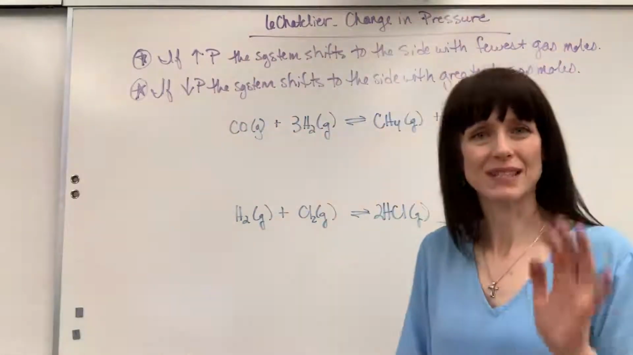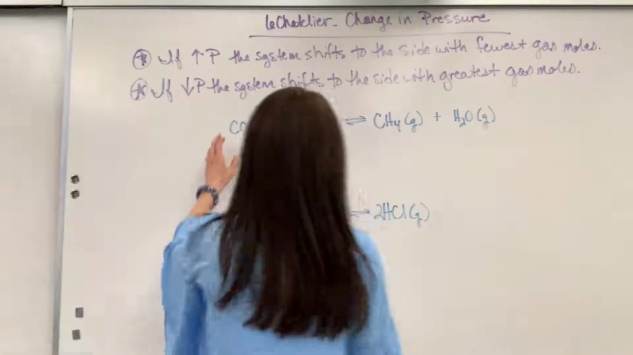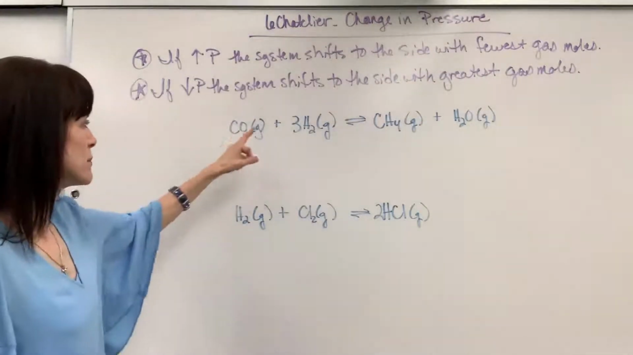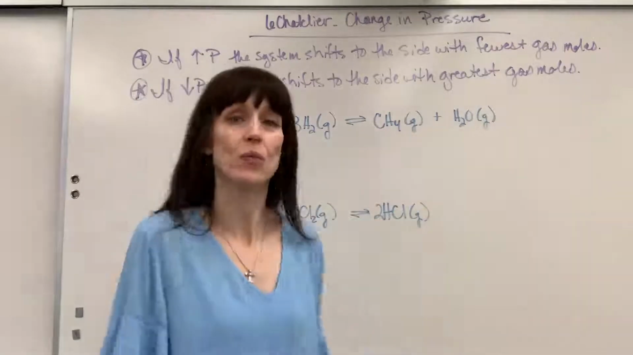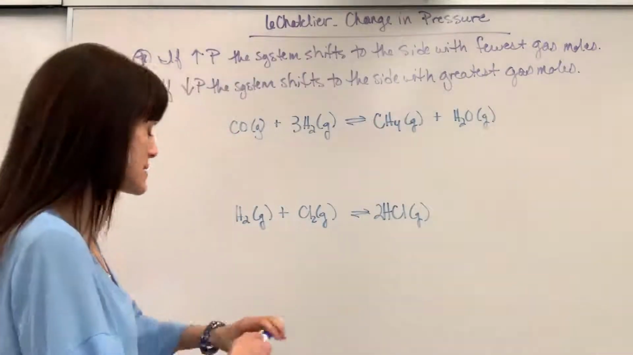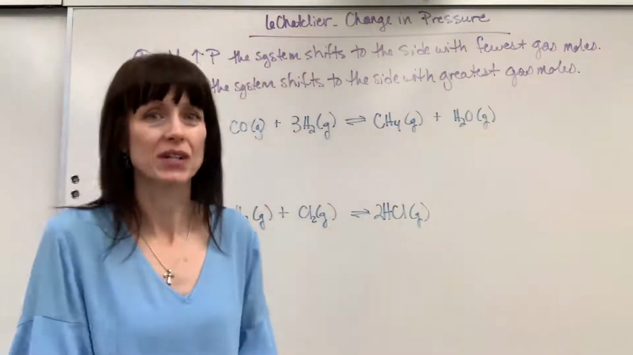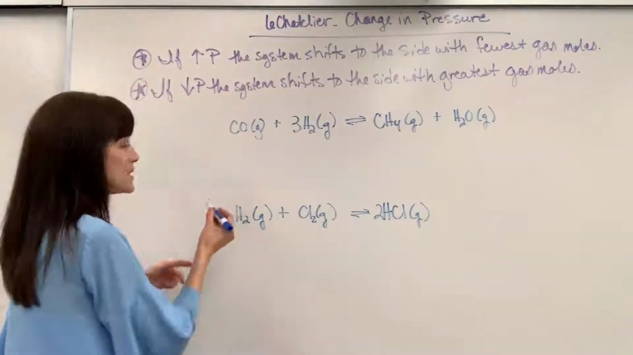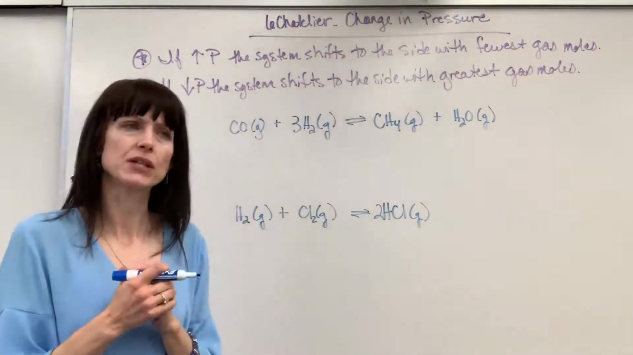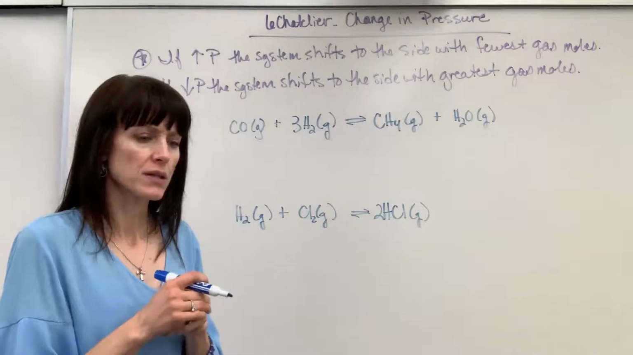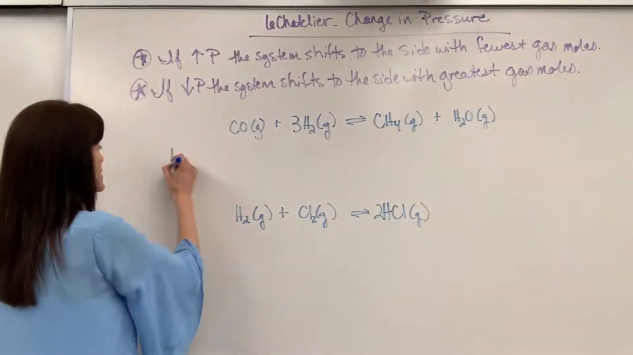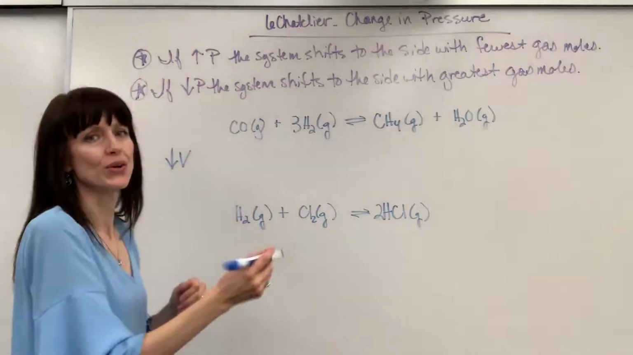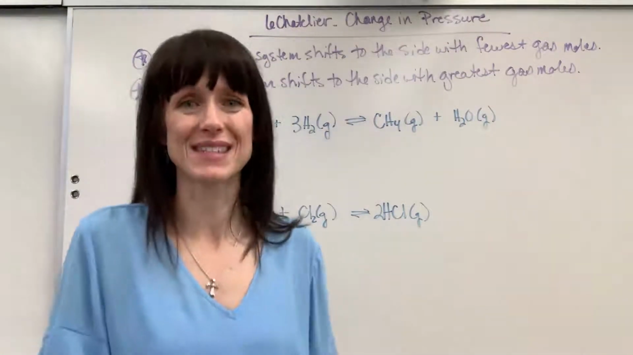So I like to do several examples with you. Let's first look at this: carbon monoxide plus 3 moles of hydrogen in equilibrium with 1 mole of methane and 1 mole of water. Let's say that we're going to increase the pressure. Now, a trick to this. Here's how a question could be asked. It could say, which way will this shift to regain equilibrium if you decrease the volume? They'll talk about volume instead of pressure.